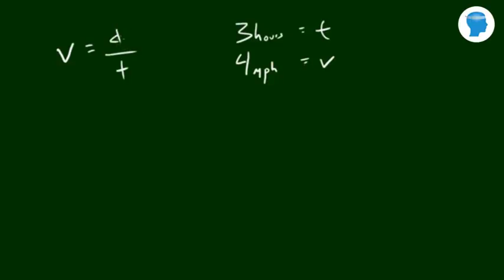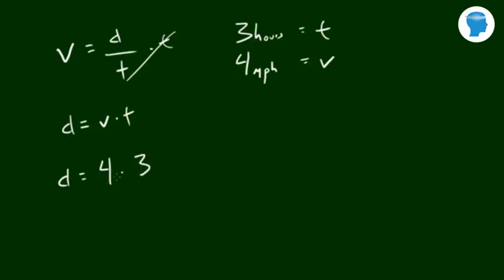Well, the first thing we need to do is get distance on its own side of the equation. So how do we get distance alone? Well, we multiply both sides by t. So those cancel out and we end up with this: distance equals velocity times time. So now let's go ahead and plug in what we have. Distance equals velocity, and I'm going to leave out miles per hour and hours, a velocity of 4 and a time of 3.